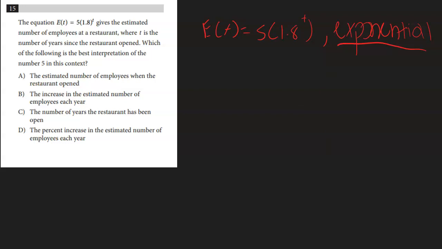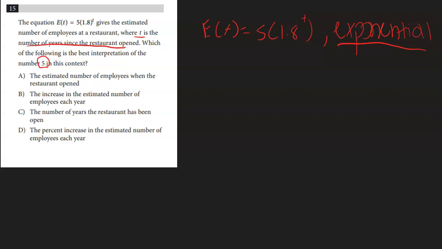Okay, so they say where t is the number of years since the restaurant opened. So they're giving us what t represents. Which of the following is the best interpretation of 5 in this context? So that's what we're trying to figure out. So let's go through the answer choices. Well, it could be the estimated number of employees when the restaurant opened. Well, that is true, because think about it.